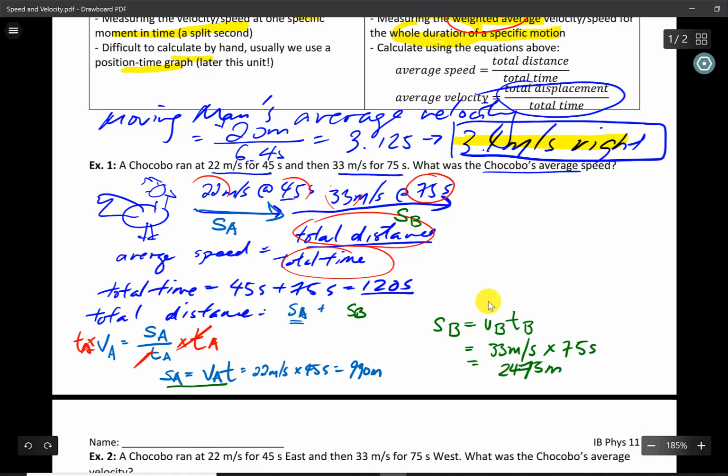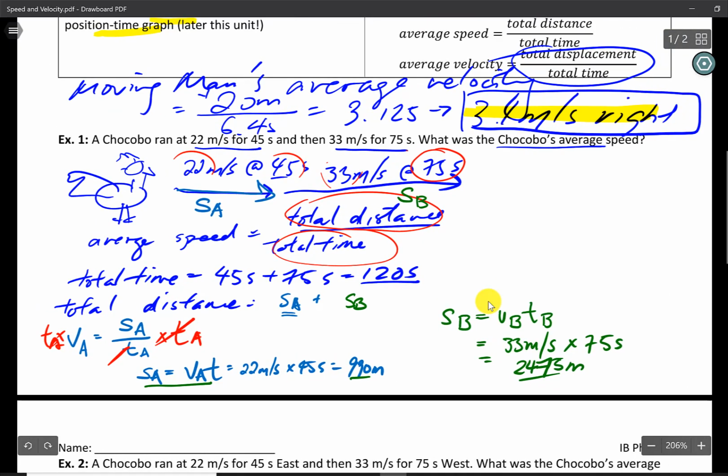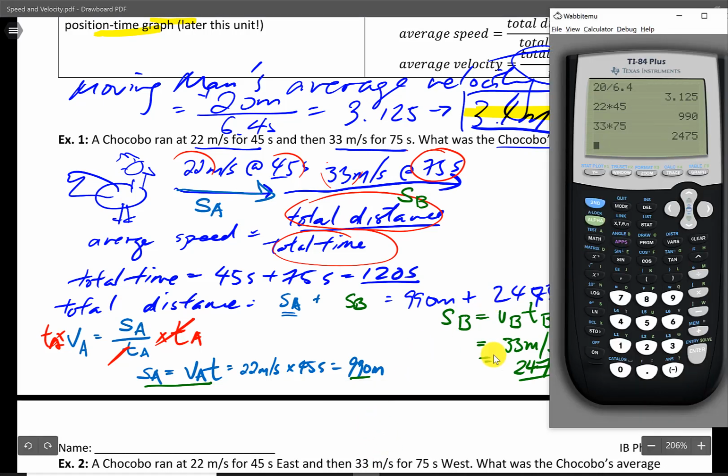So if we now have the two displacements here, we can now calculate average speed. Let's do this step by step. For SA, we have 990 plus 2475, giving us 3465.